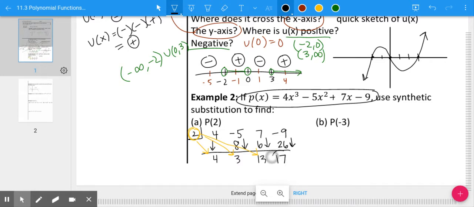And this value, 17, is the output from P of 2. Now, why would I do that? It might just be easier to just put 2 into the function. The reason we need to do this is for other purposes. So we first learn here how to use synthetic because we'll have to use this when we're factoring and finding roots. Go ahead and try P of -3 and submit your answer.